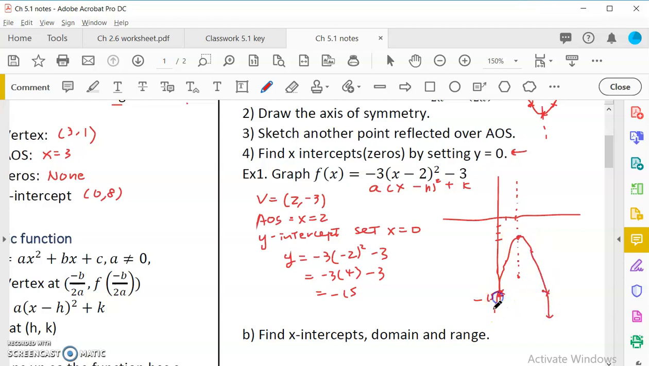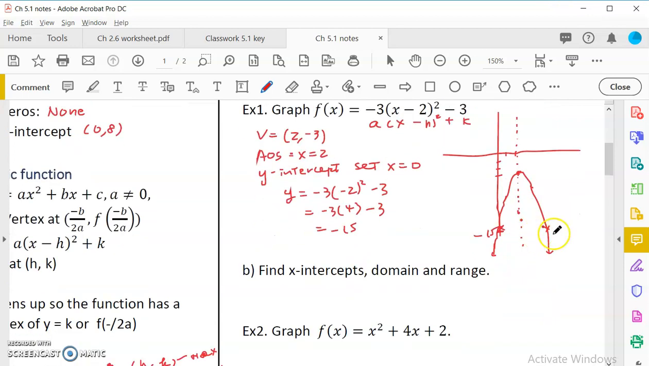So you can graph 2 points like that. One is the y-intercept, the other is the symmetrical point flipped over here. And you can graph it. And you can clearly see that there is no x-intercept, right? So the x-intercept is none. After you graph it, you can see that there's none. If there is one, then you solve for it by square root or the quadratic formula.